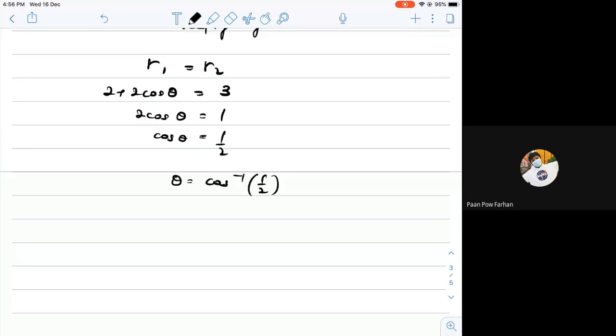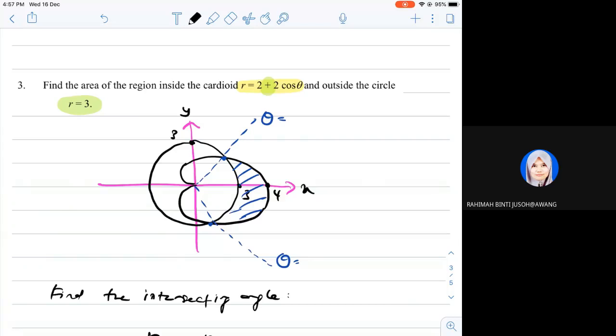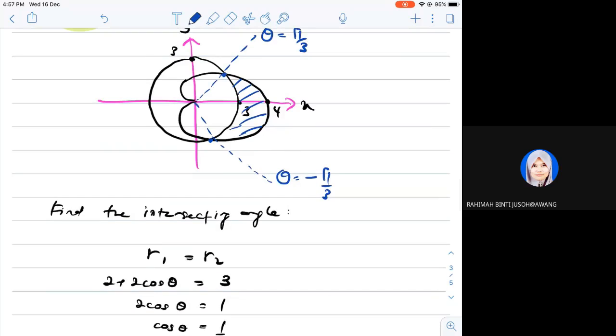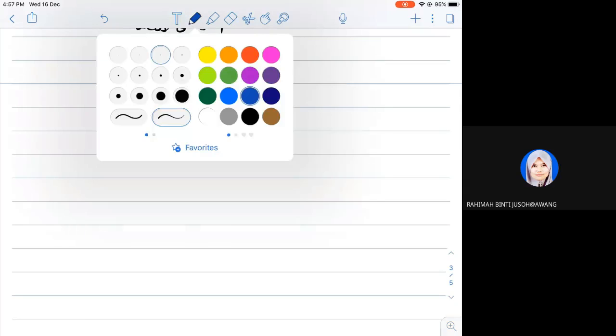What's the angle? Pi over 3, or 60 degrees, right? So theta equals pi over 3. So of course, here we will have pi over 3. Since the graph is symmetric about the x-axis, we have here, down here, negative pi over 3. So right now, let us calculate the area of the region.